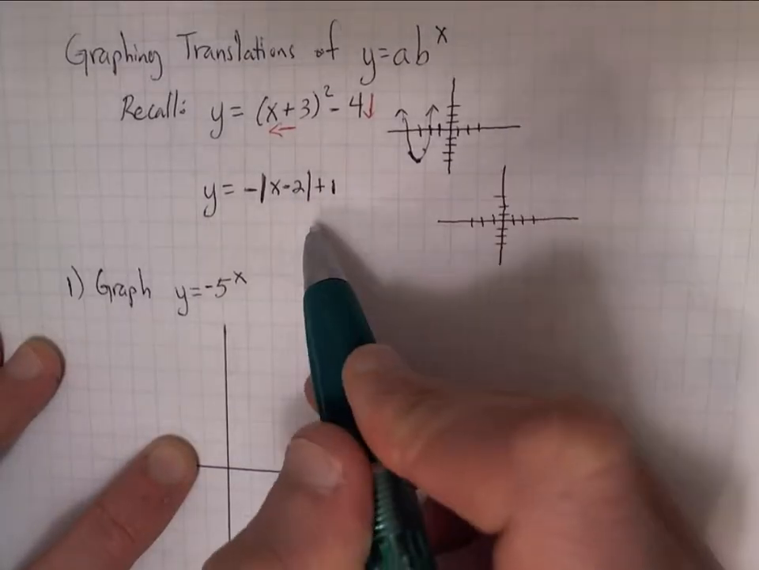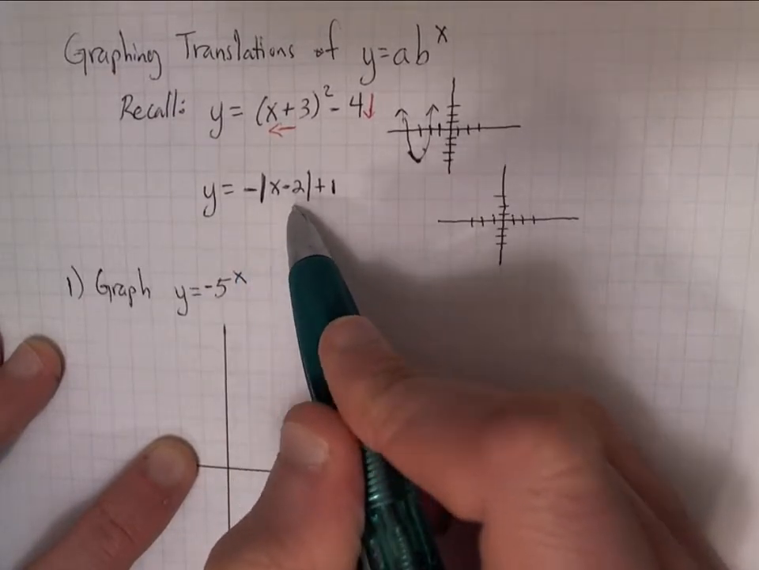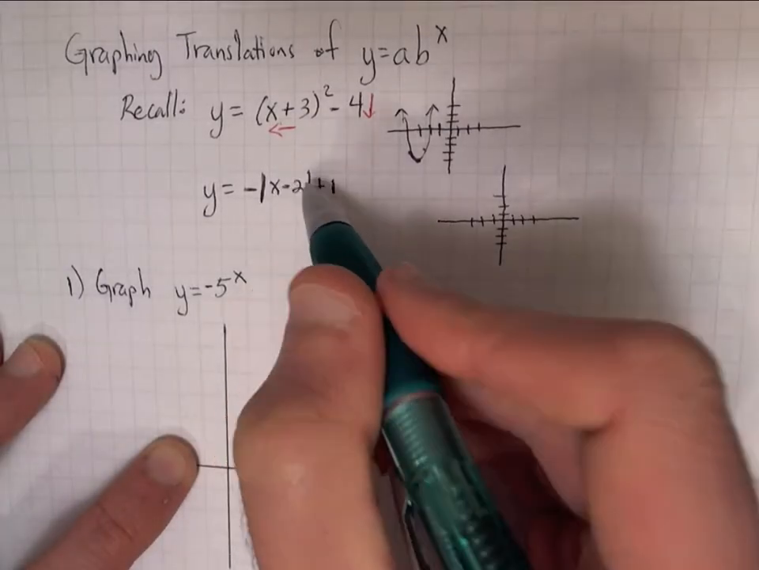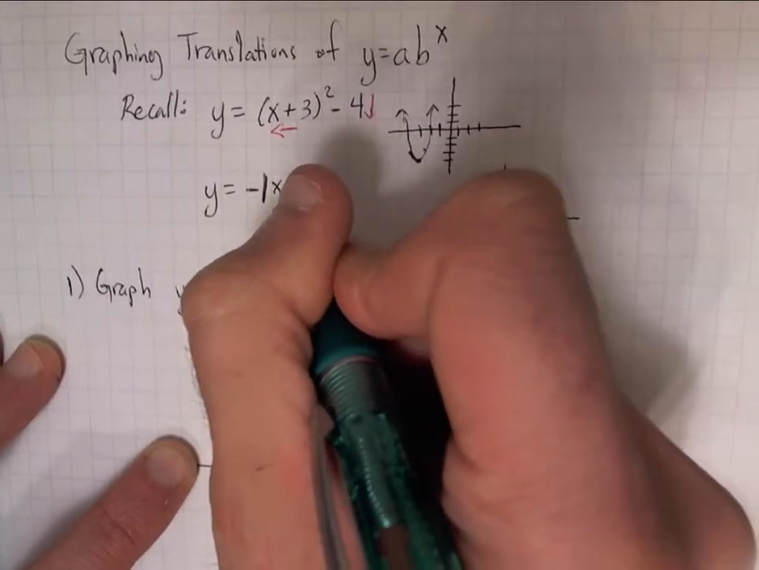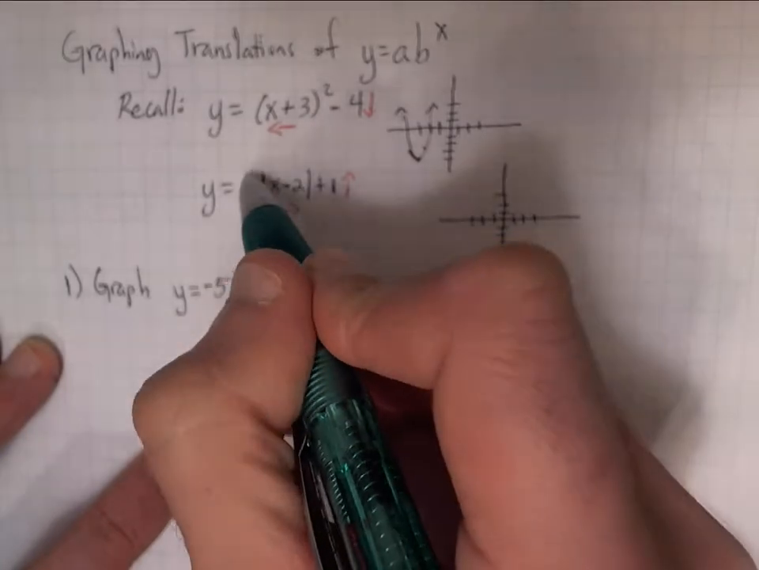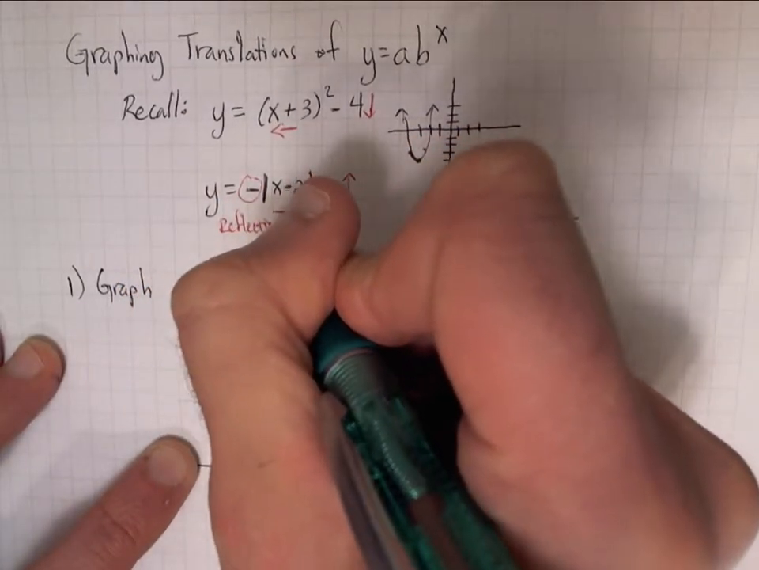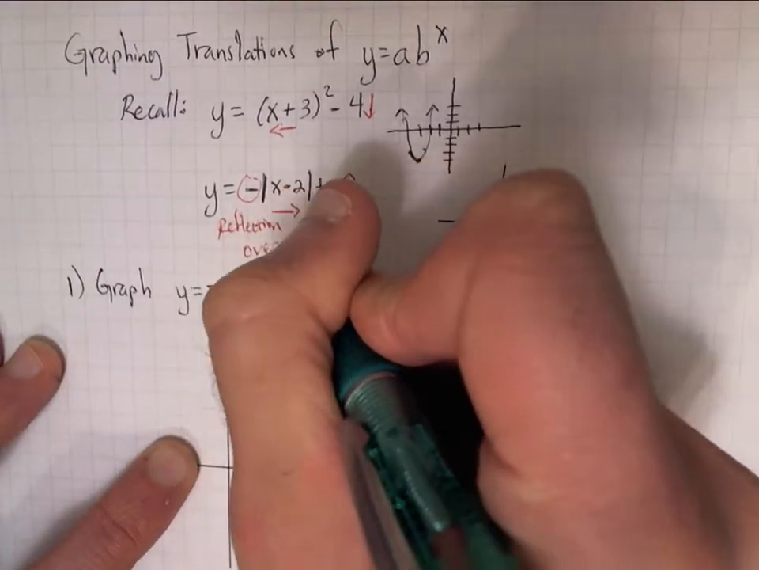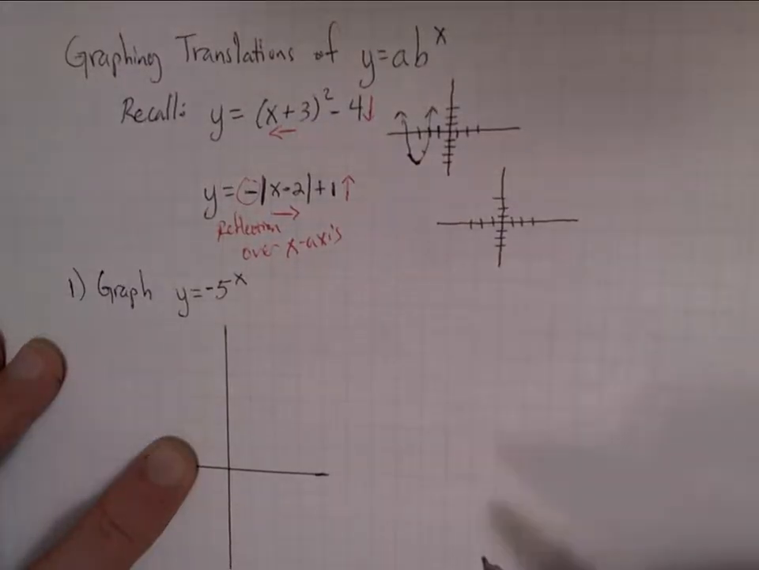All right. Now we also did this with absolute value. Same thing. We have y equals negative absolute value of x minus 2 plus 1. The guy hanging out on the inside represents the horizontal shift. It's kind of the opposite of what you think, so that's going to be to the right 2. And then on the outside is your vertical shift. That'd be up 1. And this negative means this is a reflection over the x-axis.